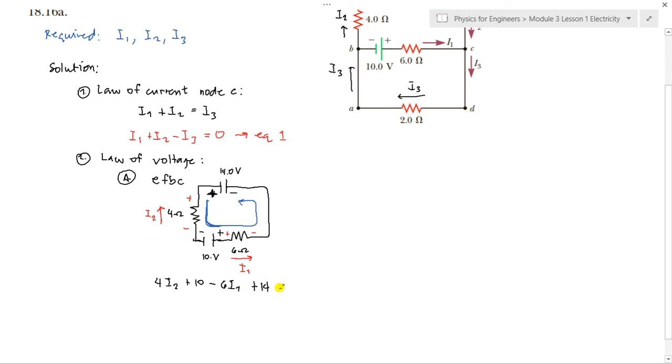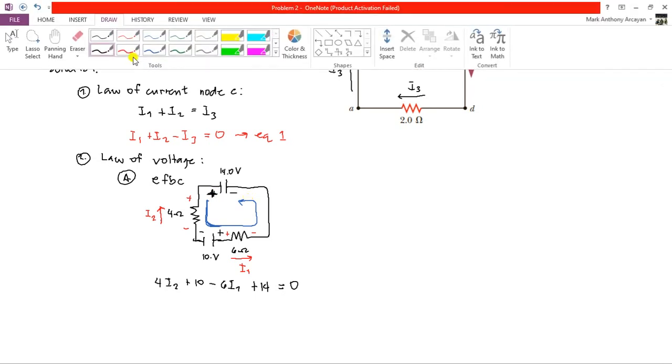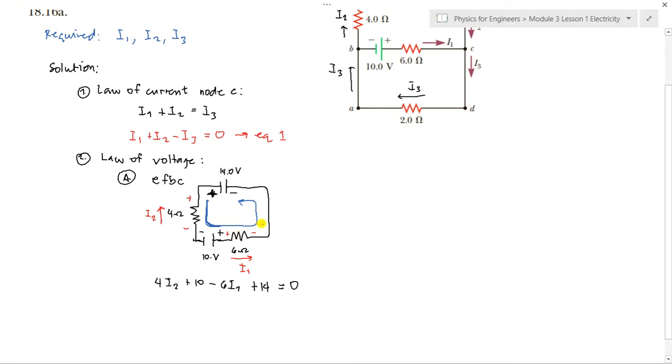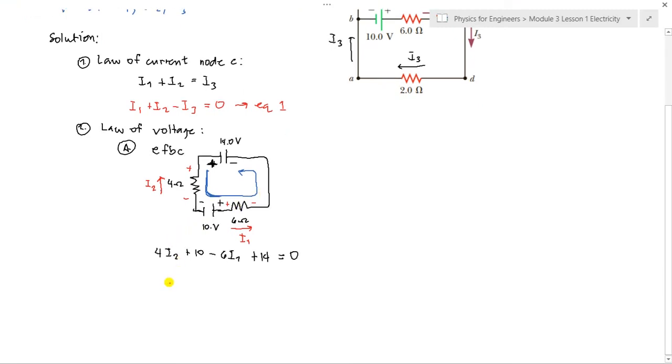Plus 14 equals 0. Again, for the voltage rise at the source, if we look at the direction of the loop, it goes from negative to positive, so the voltage increases. Here, rearranging the equation and combining the constants on the right side, we have negative 6I1 plus 4I2 plus 0I3 equals transpose 14 and 10, that would be negative 24. So this would be our second equation.